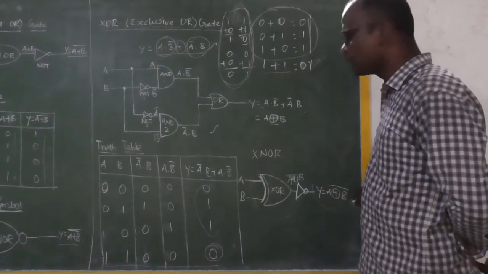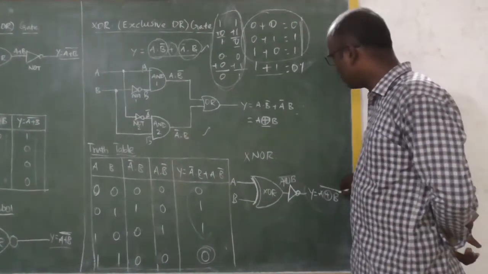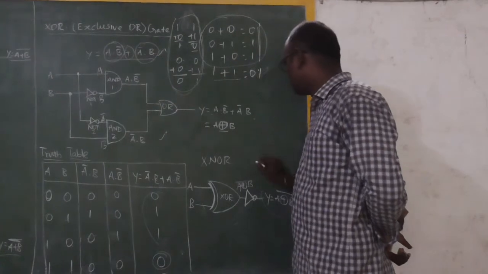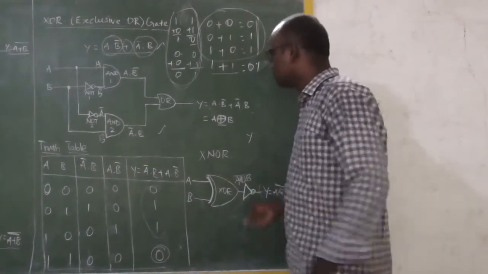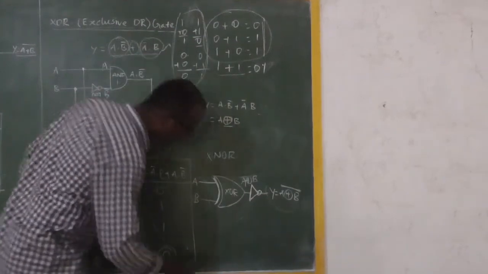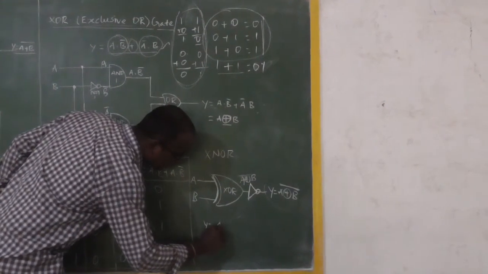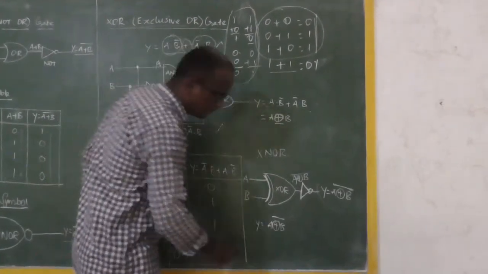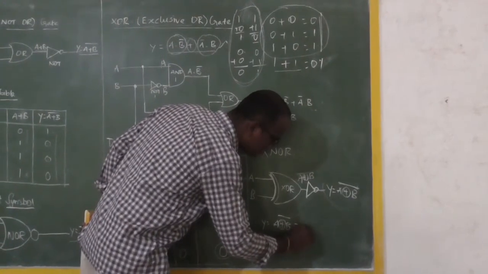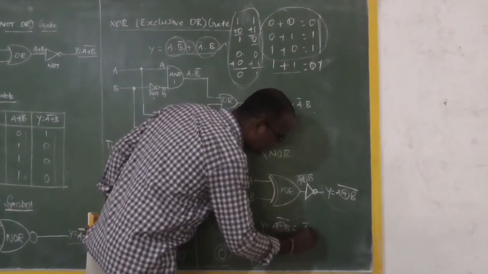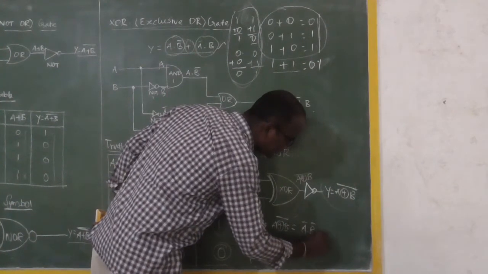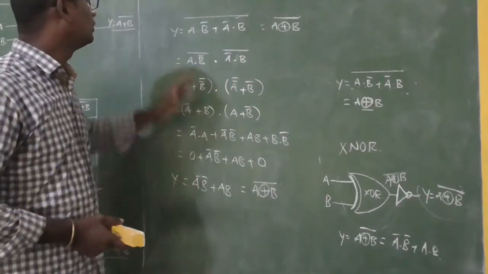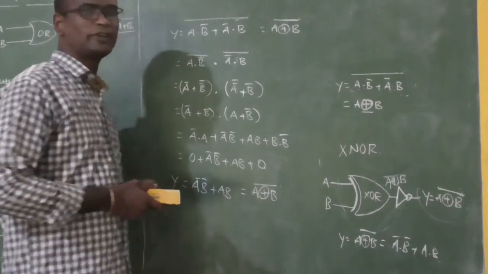Since the result is complemented, the expression for the XNOR gate becomes y is equal to a direct sum b whole bar. We know this is the result of an XNOR gate. It will produce the exact result as follows, that is a bar dot b bar plus a dot b. So here is the derivation for the output of the XNOR gate.